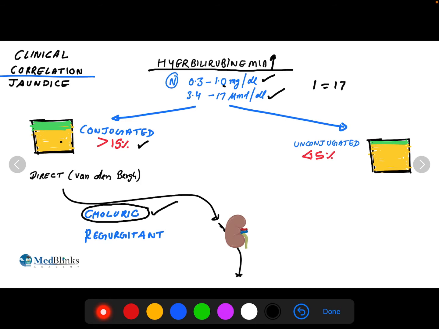It is also called regurgitant jaundice, we will see later, but regurgitant jaundice because most of the reasons which cause conjugated hyperbilirubinemia are due to cholestasis or obstruction in the biliary tract. Once the biliary tract is obstructed, the conjugated bilirubin refluxes back across tight junctions of hepatocytes into the blood. That is why it is also called regurgitant hyperbilirubinemia.